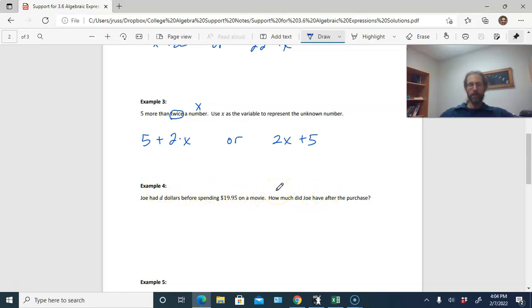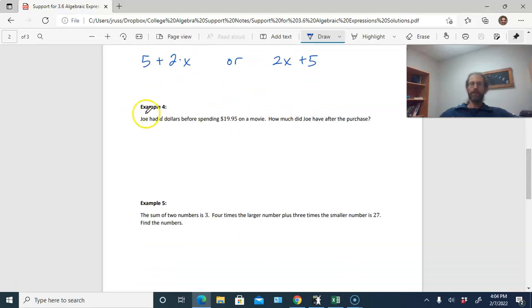Well, we're going to do the same thing, basically. It says Joe had $D before spending $19.95 on a movie. So in this case, we're not going to be using x, we're going to be using this variable D. Lots of times, guys, when you're working with a real problem, you'll use a variable that'll represent whatever it is that you're trying to find. So like in this case, dollars, so we're using D instead of x.